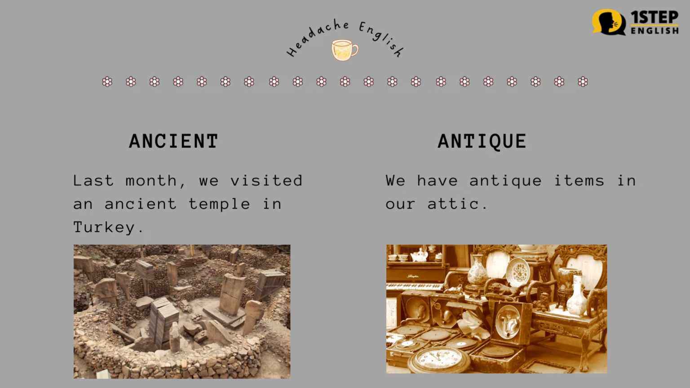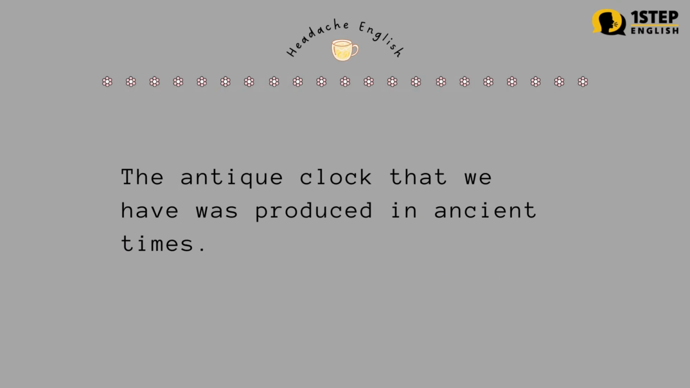Examples. Ancient: Last month, we visited an ancient temple in Turkey. Antique: We have antique items in our attic. Let us use the words together. The antique clock that we have was produced in ancient times.